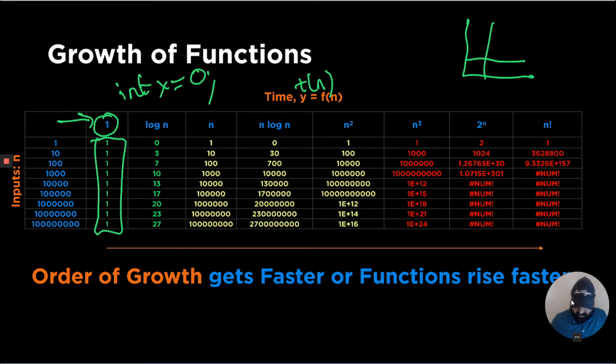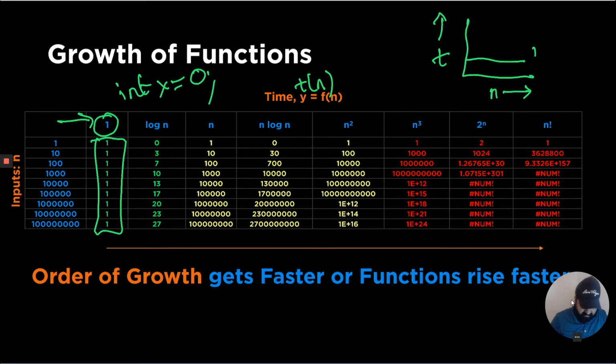So basically, if we plot the input n on the x-axis, which we did in the last lecture, and time on the y-axis, now input is increasing, but the time is remaining constant. So the graph would look something like this, because the time is always 1, but the numbers are increasing.